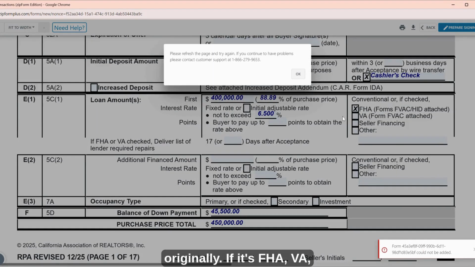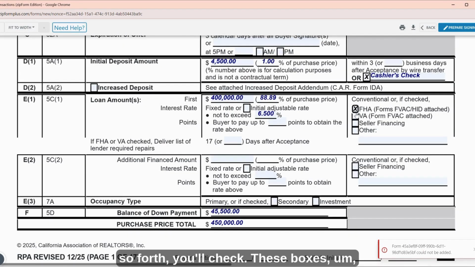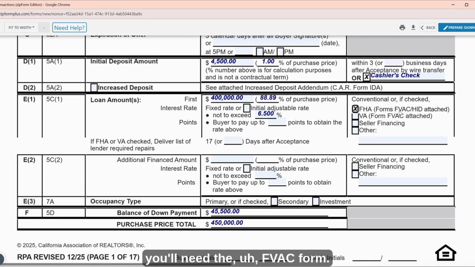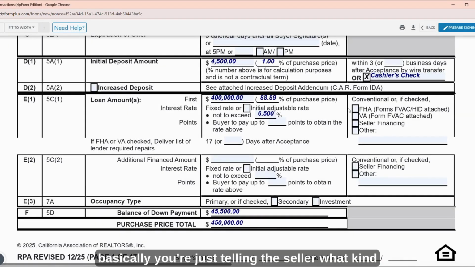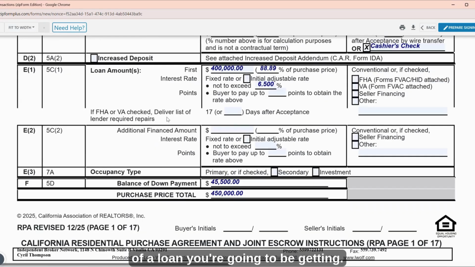If it's FHA, VA, and so forth, you'll check these boxes. You'll need the FVAC form if it's one of those. If it's seller financing, you would check this form. It'll add the seller financing form. Basically, you're just telling the seller what kind of loan you're going to be getting.